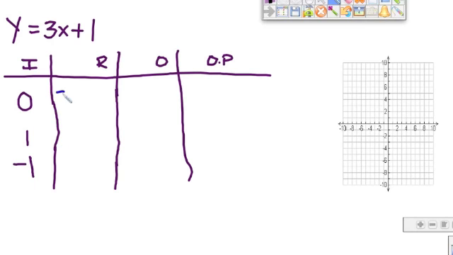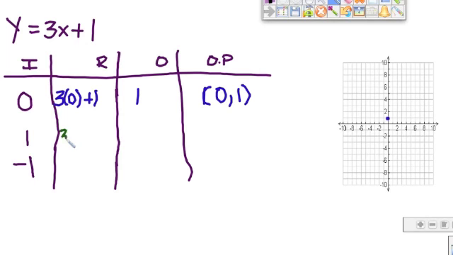Here we go. 3 times 0 plus 1. Well, 3 times 0 is 0. 0 plus 1 is going to give me 1, giving me the answer of 0, 1. Okay, come over here. Let's graph that. 0, 1. There we go. Alright, let's do the next one.